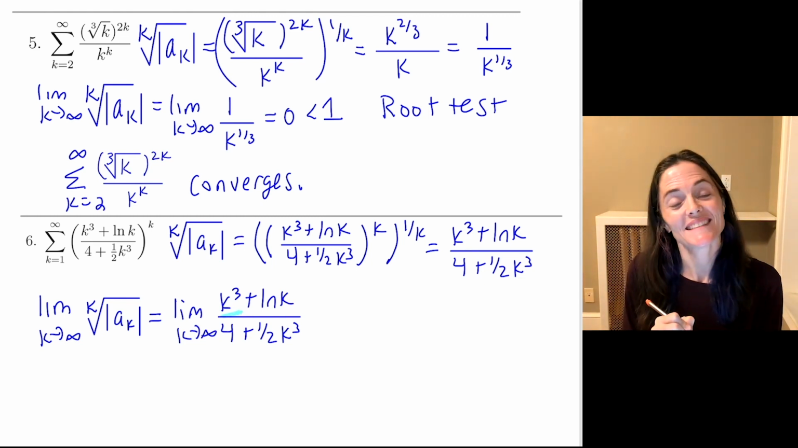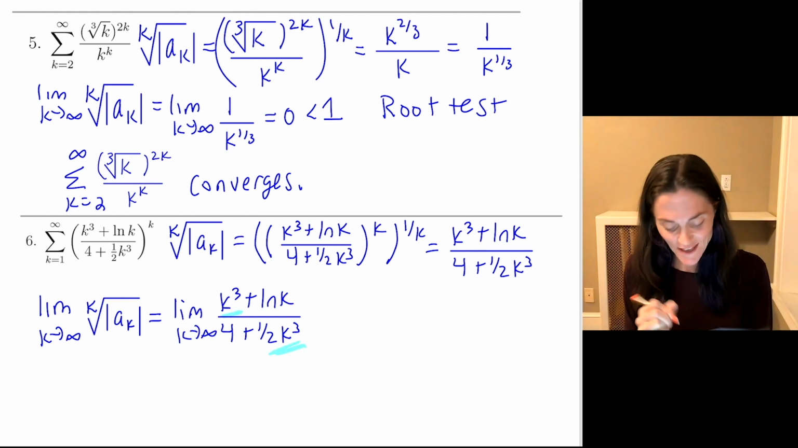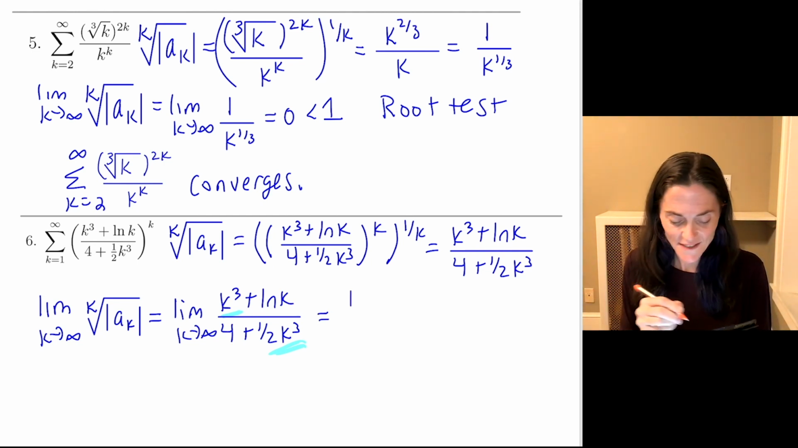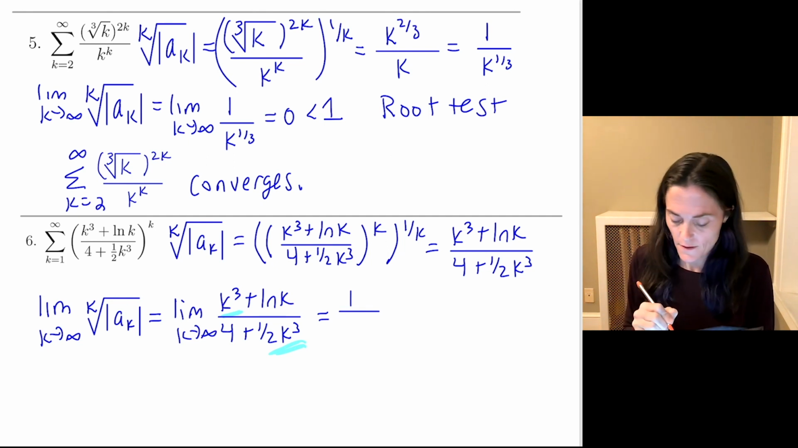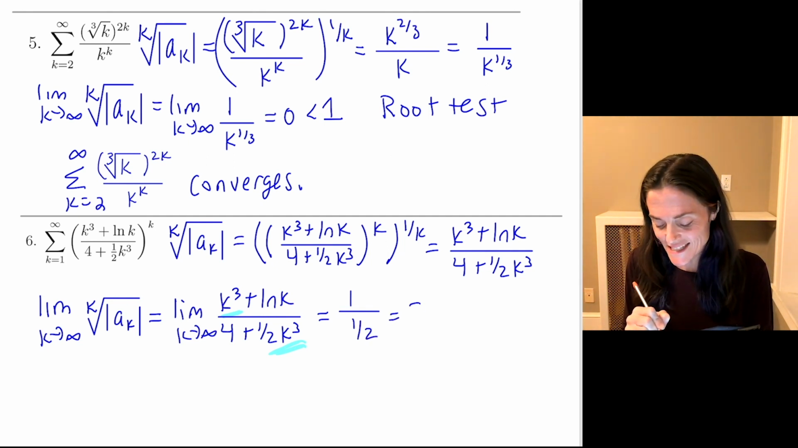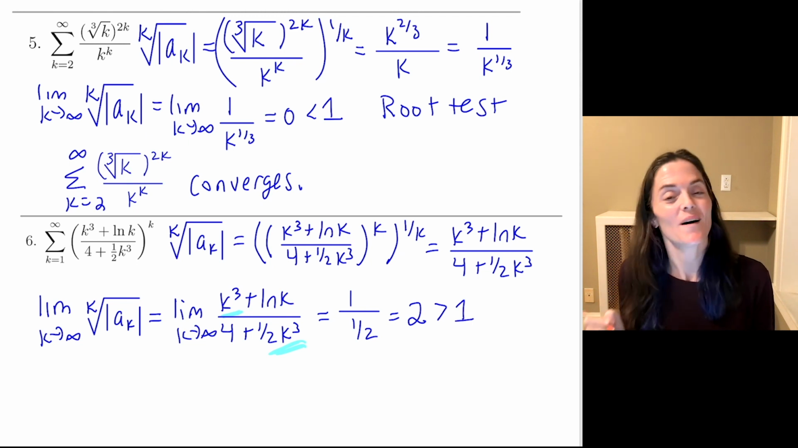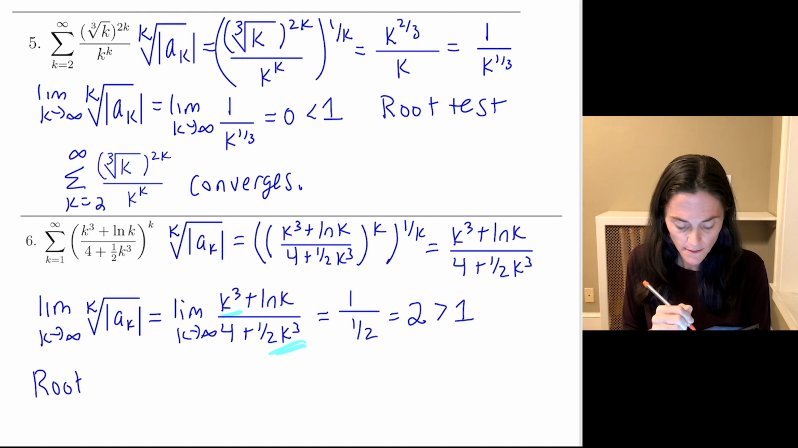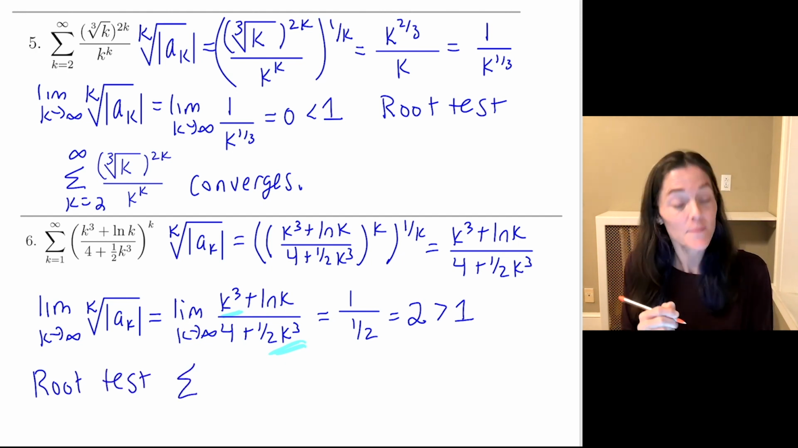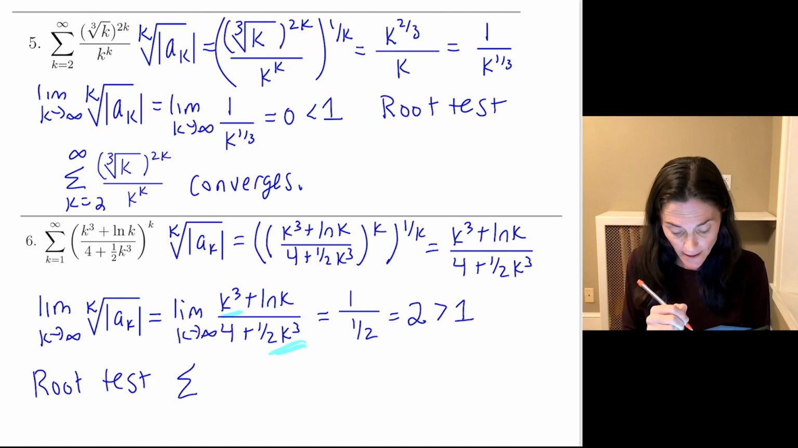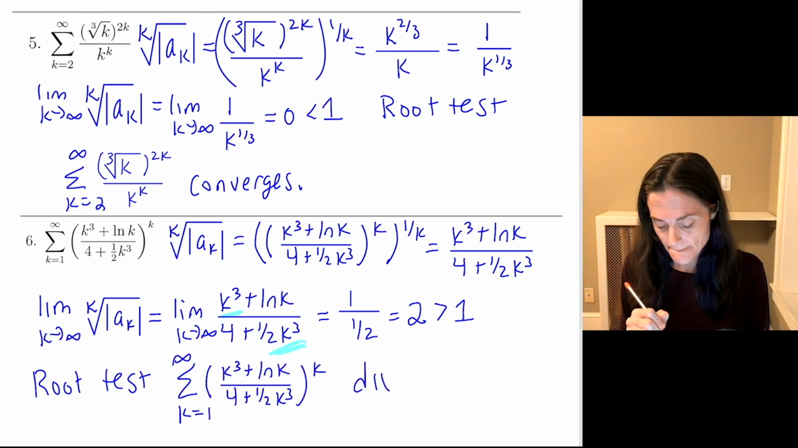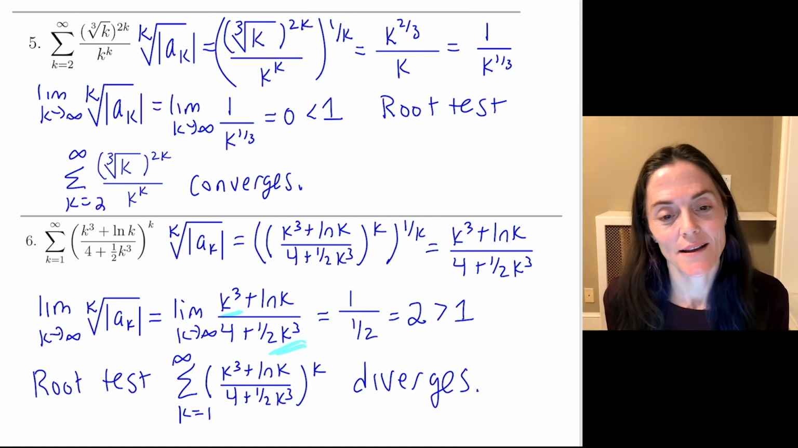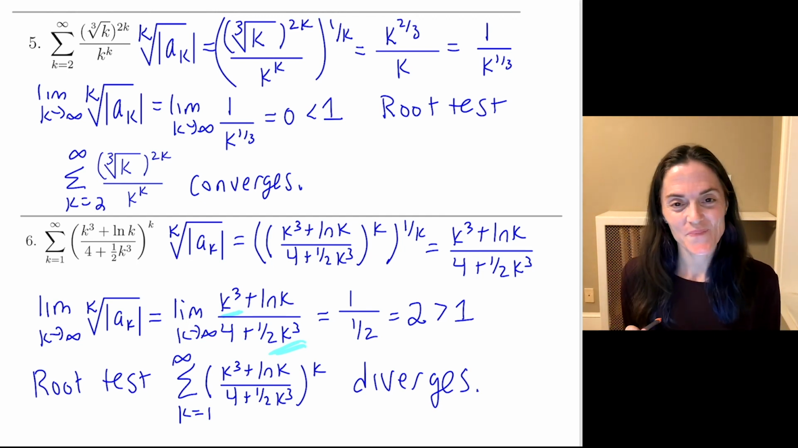Here, k cubed dominates the numerator, 1/2 k cubed dominates the denominator, and we can see the limit. It's 1 divided by 1/2, which you notice is 2. This limit is bigger than 1, so we quote the test. Once again, this is the root test, but this time the limit is bigger than 1, and so my series diverges. This is the conclusion of the root test in this example.